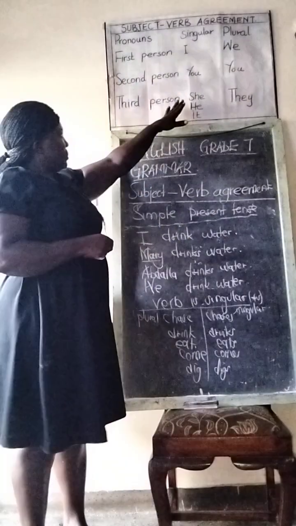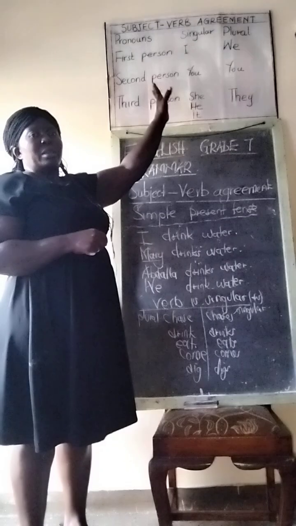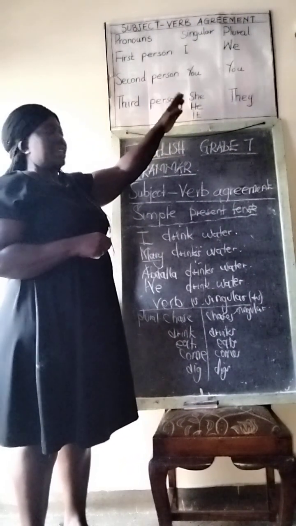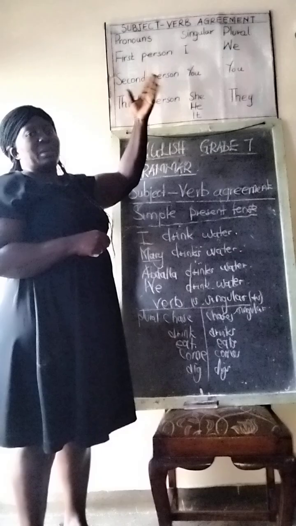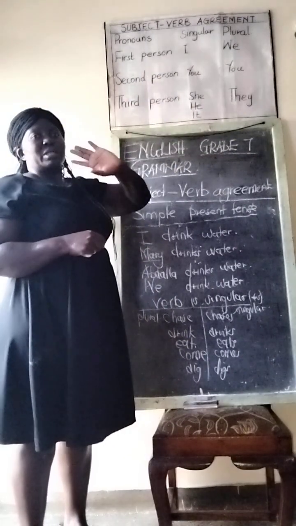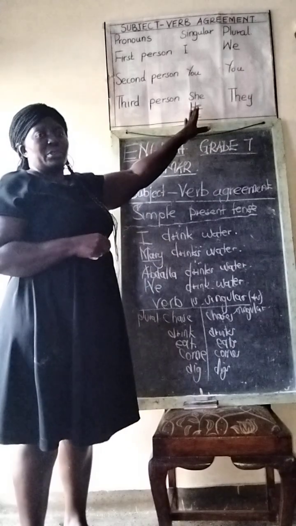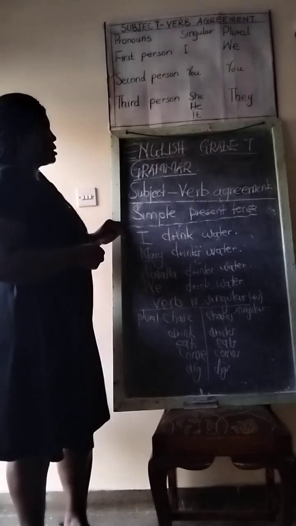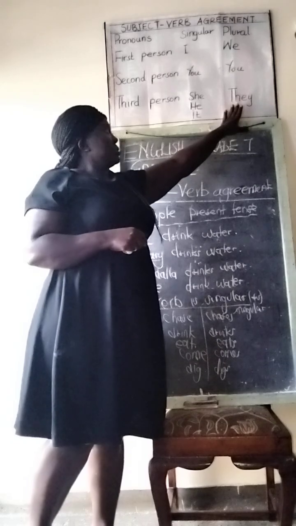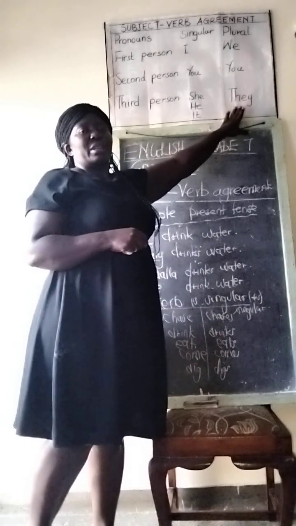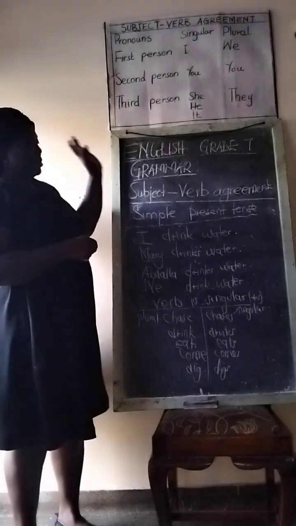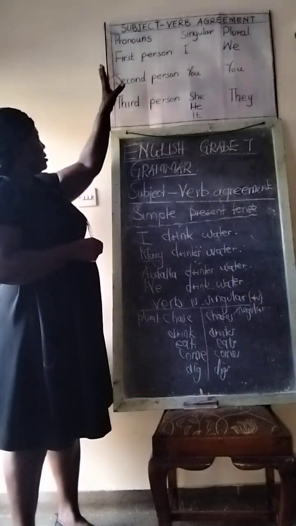Now you can replace she with nouns, for example, Mary, Jane. He we can replace with Abdallah, Otieno, Michael. It you can replace with a tree, dog, cat, etc. They you can replace with Mary and Jane, Otieno and Abdallah, and so on. So always take note of these pronouns.